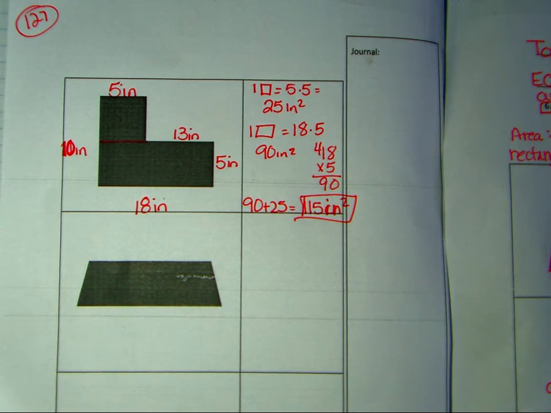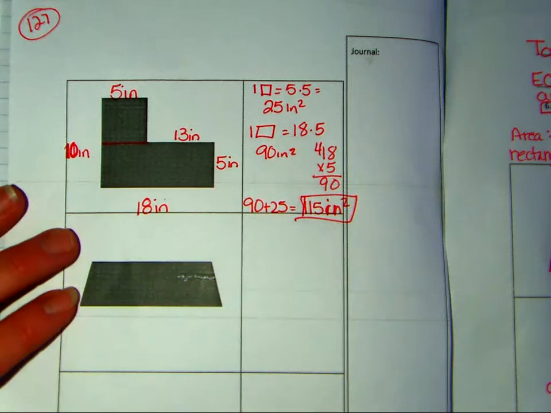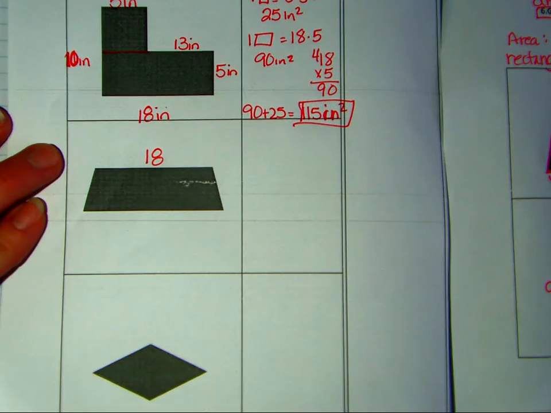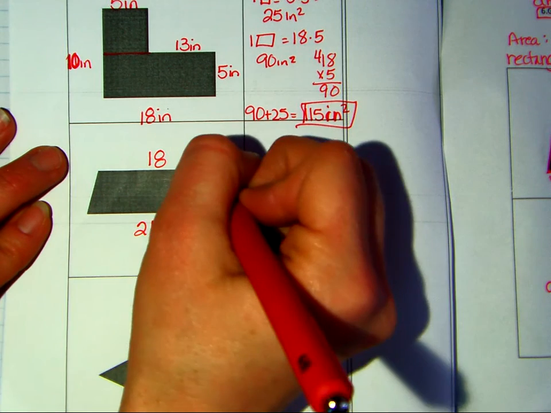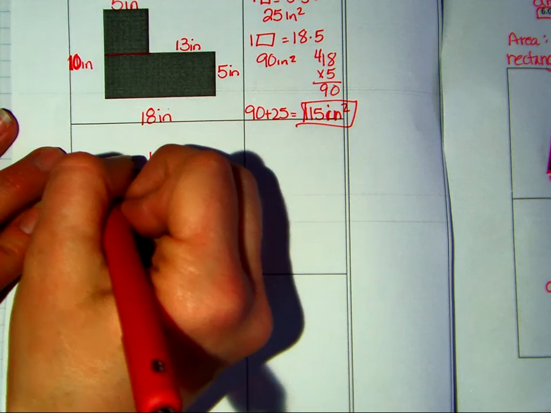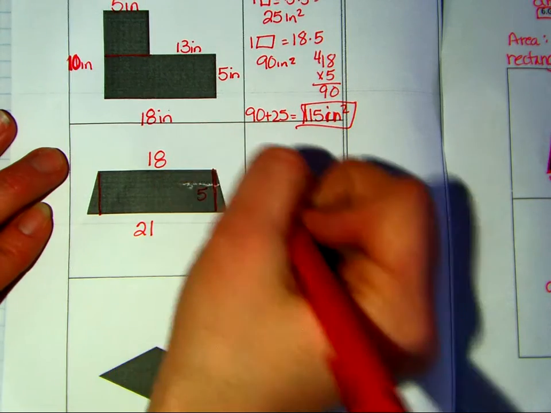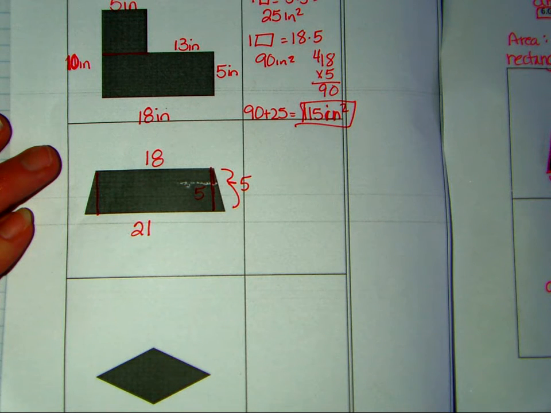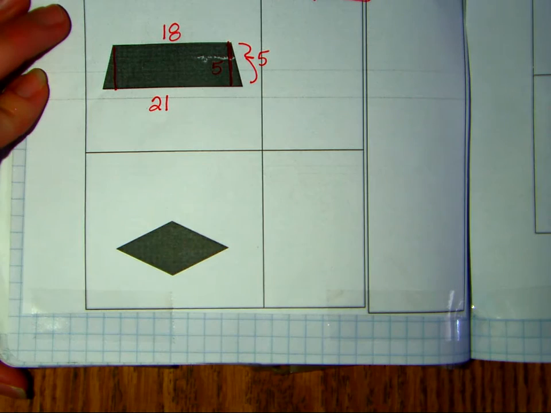All right. I want you guys to try on the next 2. This one here is 18. And we're going to say 21. And we're going to say the height here of our triangle, because we're going to have two triangles on each side, is going to be 5. So keep in mind you're going to have two triangles and a rectangle. You can do it another way if you want.